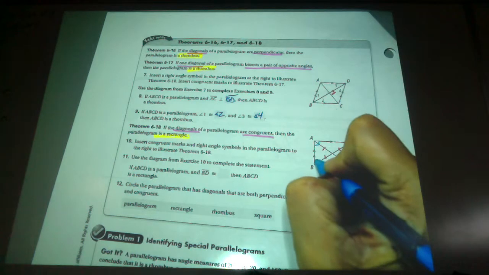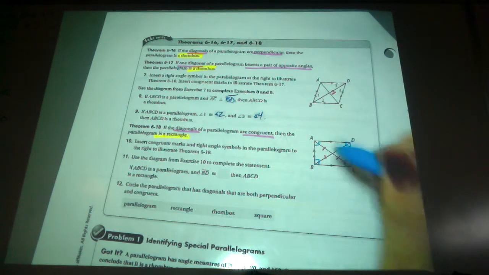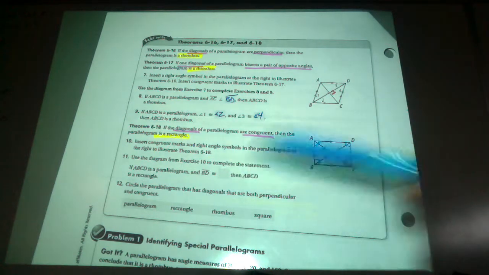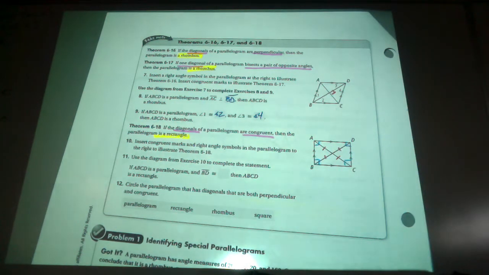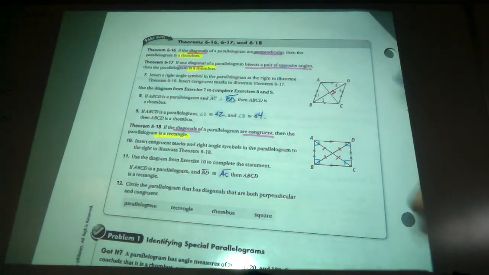Are the diagonals perpendicular in a rectangle? When are they perpendicular in a rectangle? When the rectangle becomes a square. So sometimes the diagonals are perpendicular, but it's only when that's a square. So if ABCD is a parallelogram and BD is congruent to what? What would BD have to be congruent to make it a rectangle? AC. Then we have a rectangle.